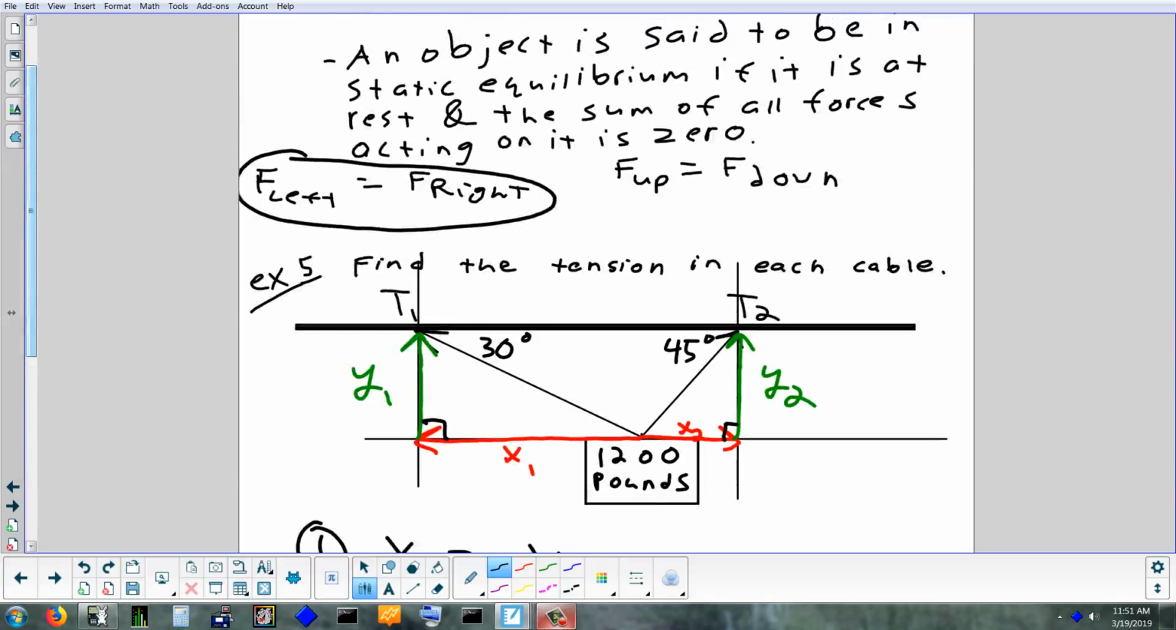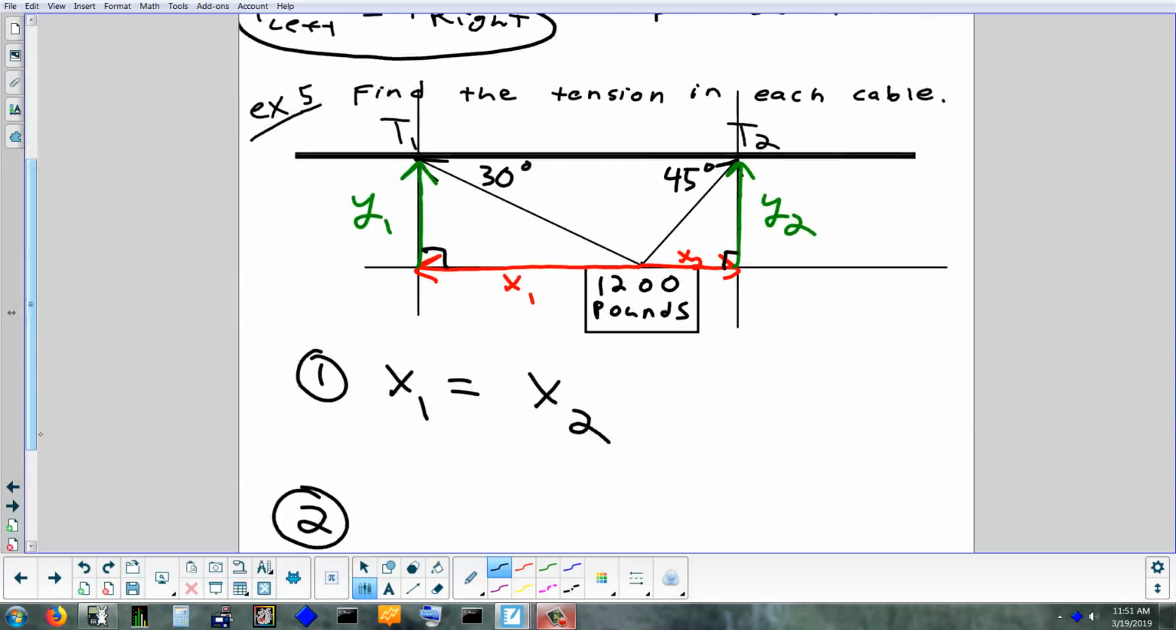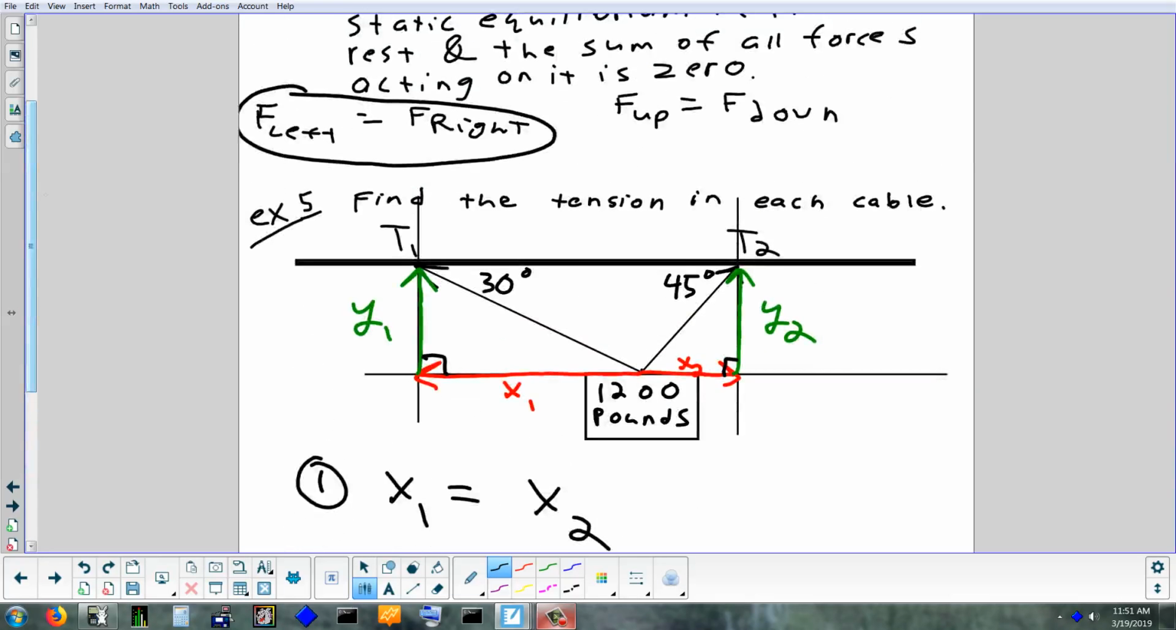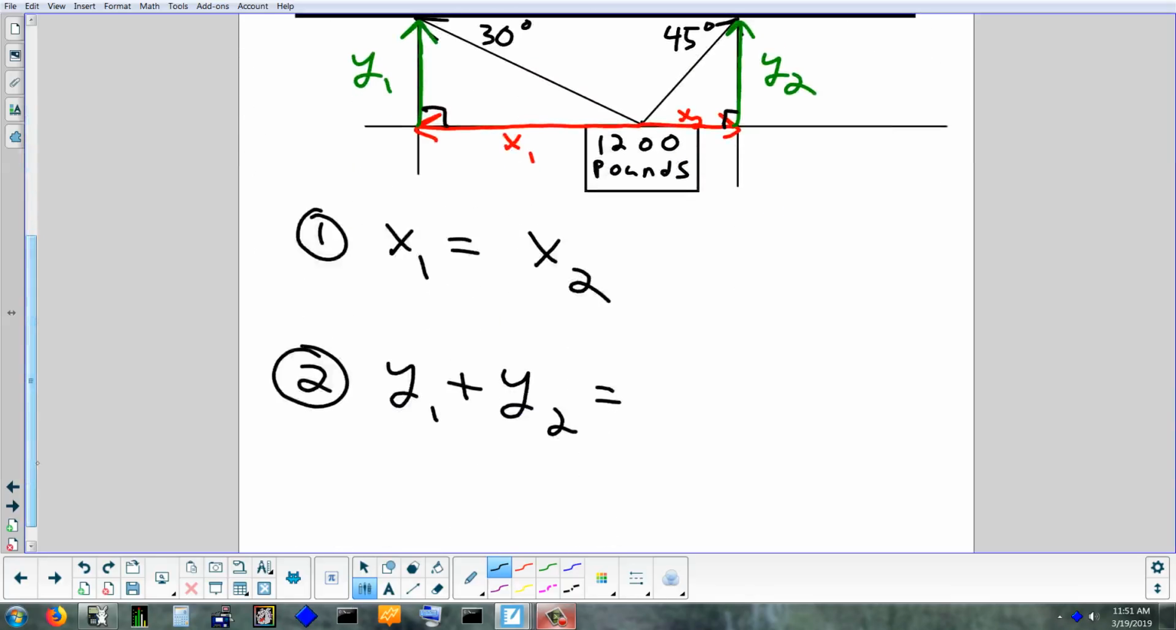Force up equals force down. Which forces are acting up in this diagram? Yeah. Y1 and Y2, and they're working together, right? Because if you cut one of the cables, the weight wouldn't fall to the ground. It would still be held up by the other one. So Y1 and Y2 are working together to hold up what's trying to pull down. What's trying to pull down? Yeah. And how much is that? So whatever that is, yeah, it's 1,200 pounds.